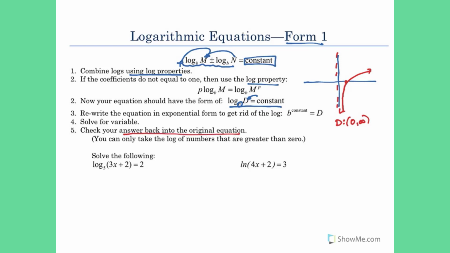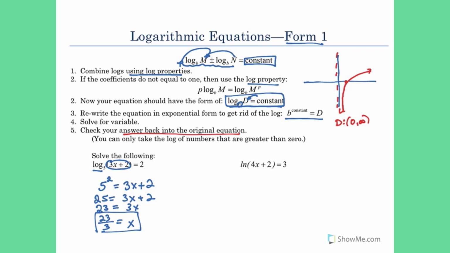So let's just start with this first example. Fairly simple. We have a single log of an expression equal to a constant. So we're really already in this format. We need to get rid of the logarithm by getting it into exponential form. So our base is 5. We need to raise it to the constant of 2, and it equals the expression. So we just have 25 equals 3x plus 2. Subtract 2 from both sides, and divide by 3.